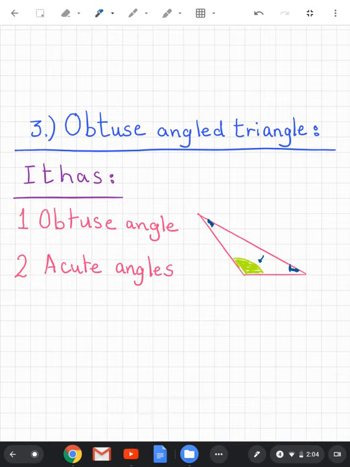I hope you will study the names of the triangles according to the sides and the names according to the angles very well, and you can differentiate between each type.